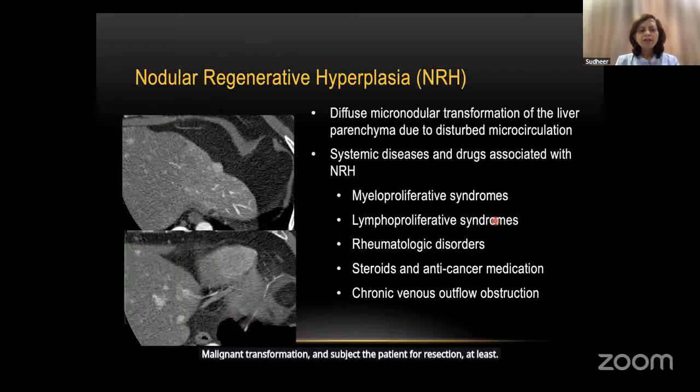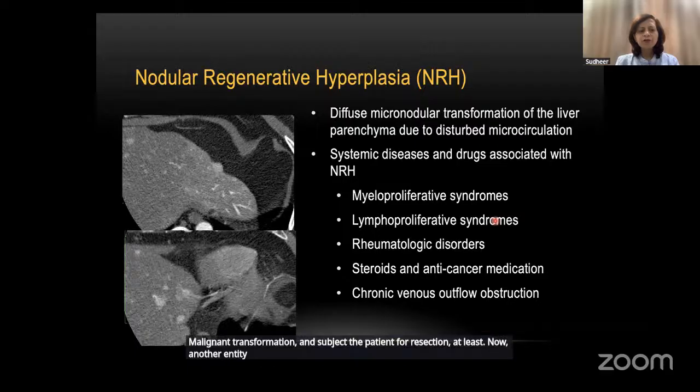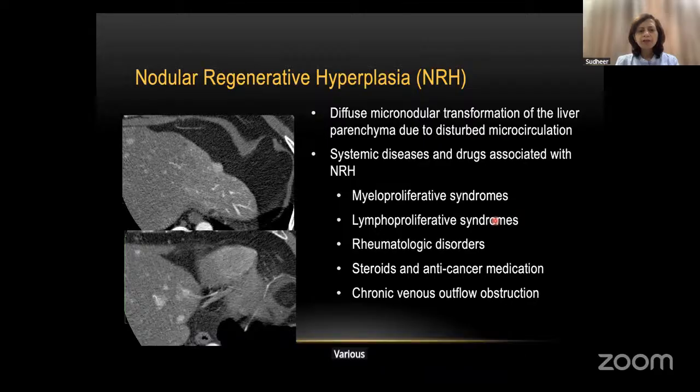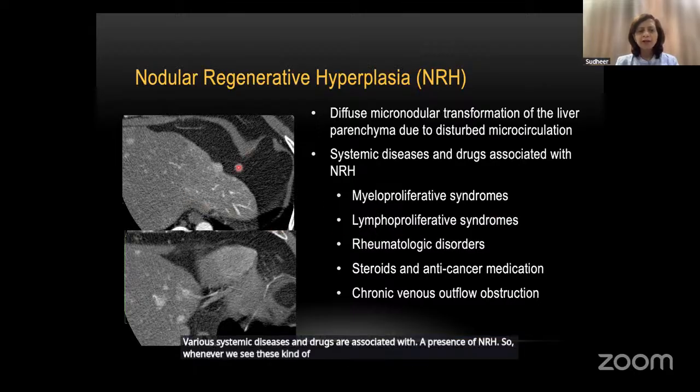Now, another entity in this category of hypervascular liver lesions is nodular regenerative hyperplasia, which is a diffuse micronodular transformation of parenchyma due to disturbed microcirculation. Various systemic diseases and drugs are associated with the presence of NRH. So whenever we see these kinds of lesions which are hyperenhancing on arterial phase, usually not showing any washout, or they may show mild washout also, we should always take the history of these underlying conditions.